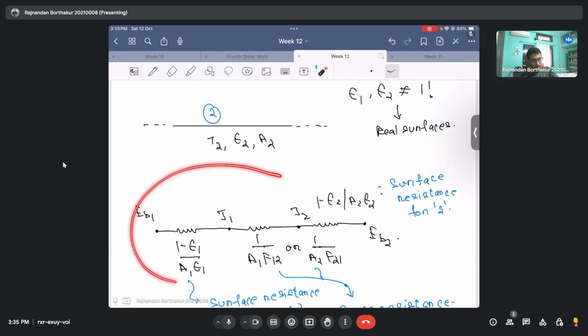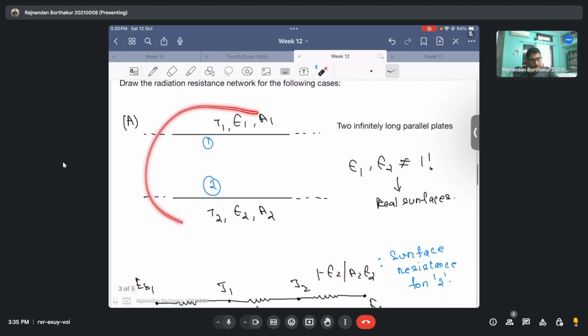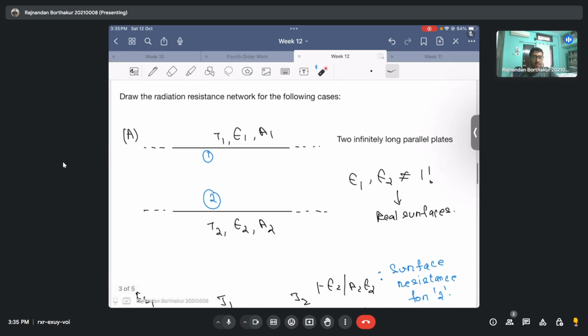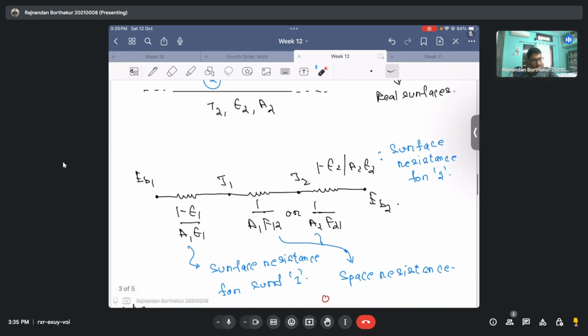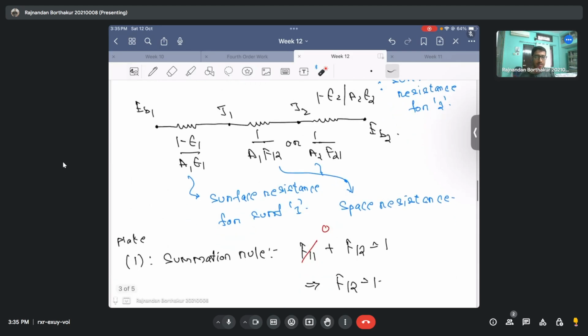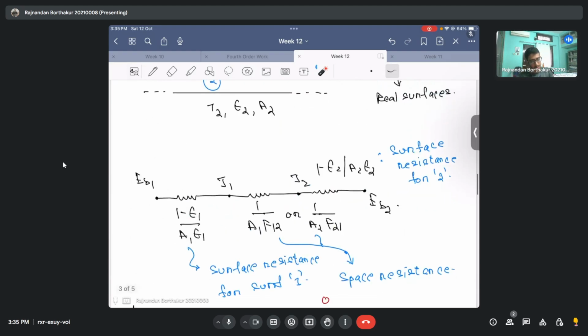So this is the radiation network pertaining to this physical picture, where we had two infinitely long plates having areas A1 and A2, emissivities epsilon 1 and epsilon 2, temperatures T1 and T2. Okay, I hope you have understood what we did here. Again, I'll stop here for a couple of minutes. If you have any doubts, you can ask, of course.